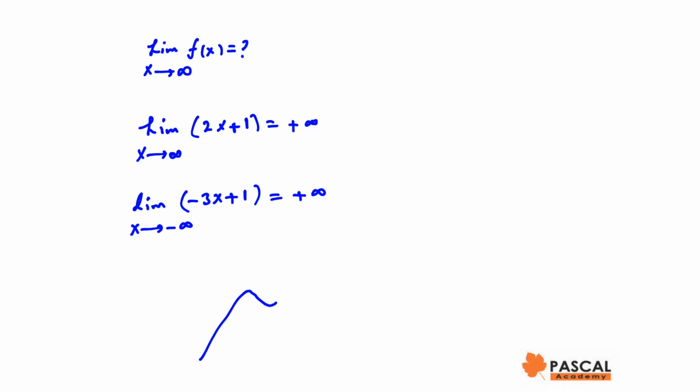By looking at the graph of f of x, let's find the limit of f of x as x approaches negative infinity. When x approaches negative infinity, y approaches negative infinity. And when x approaches positive infinity, f of x approaches positive infinity.